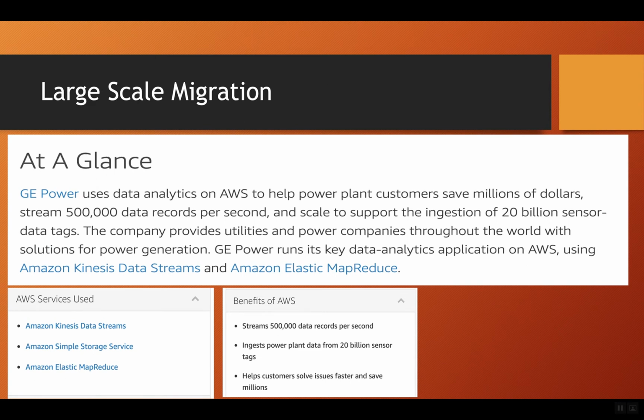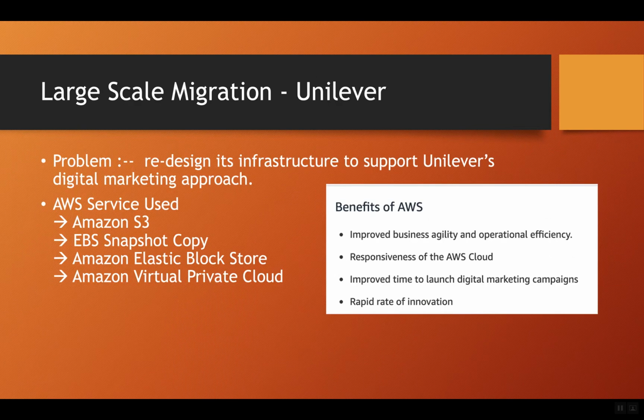So at a glance, GE Power used Amazon Kinesis Data Streams, Simple Storage Service, and Amazon Elastic MapReduce, and the benefit was being able to stream 500k data records per second and ingest power plant data from 20 billion sensor tags, which helps customers solve issues faster and save millions.